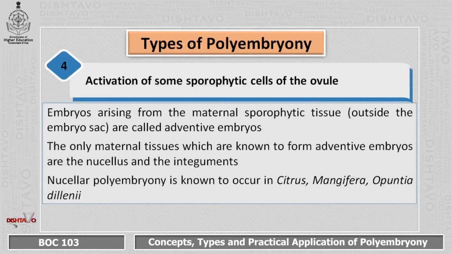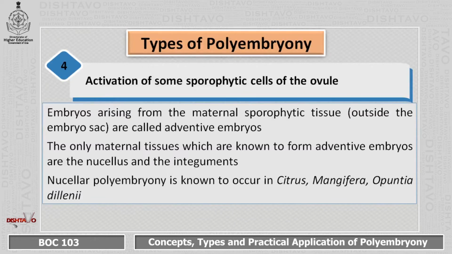Activation of some sporophytic cells of the ovule. Embryos arising from the maternal sporophytic tissue are called adventive embryos. The only maternal tissues which are known to form adventive embryos are the nucellus and integuments. The adventive embryos do not show synchronous development, and usually only one of them attains maturity.